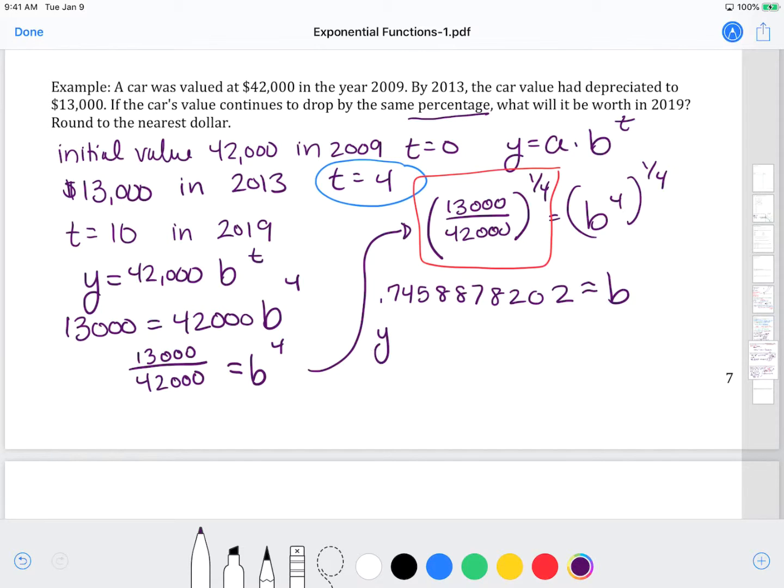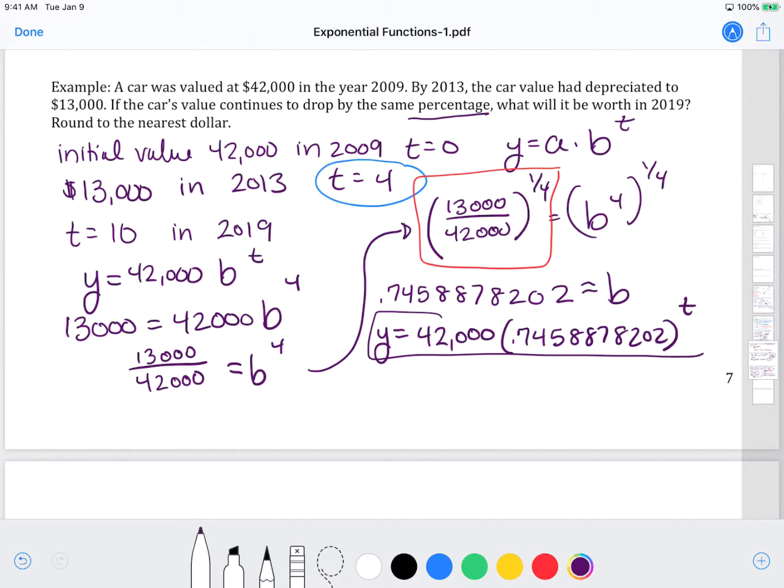So here's our equation. We have 42,000, that was our initial amount, and our b, which we want to keep all the digits to make sure we don't have any rounding errors, and that's to the power of t. So here's our model, here's our equation.